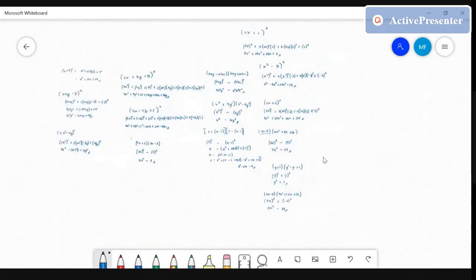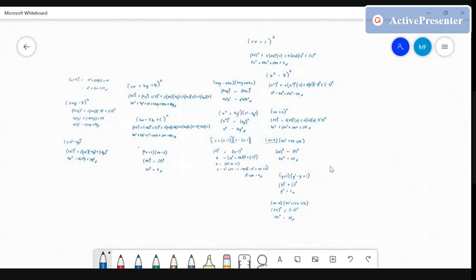So that will be the whole solution for our activity.